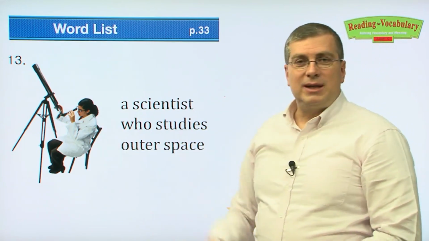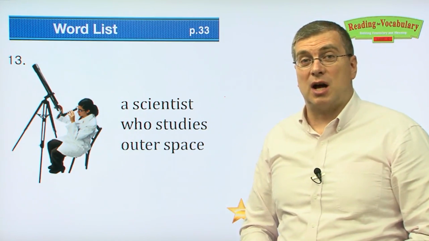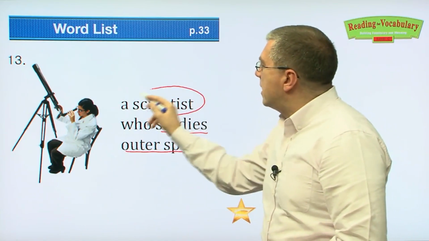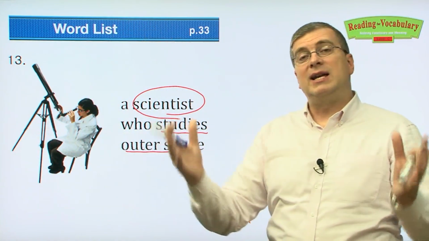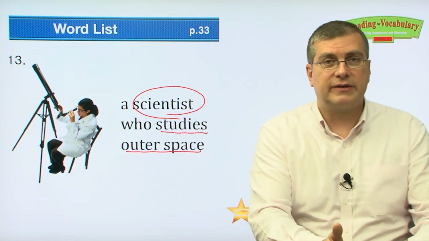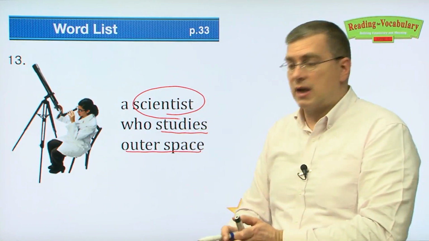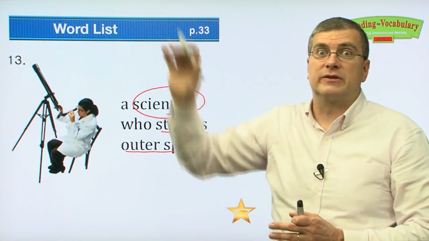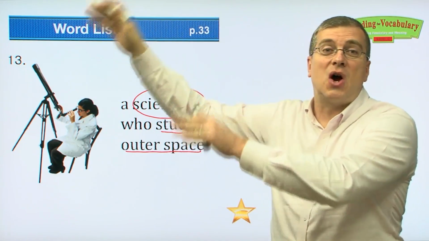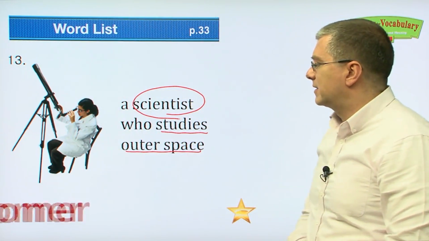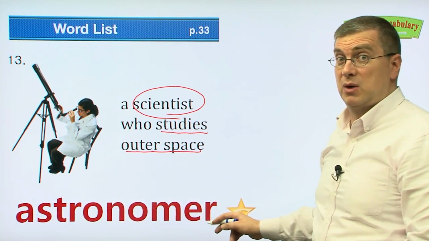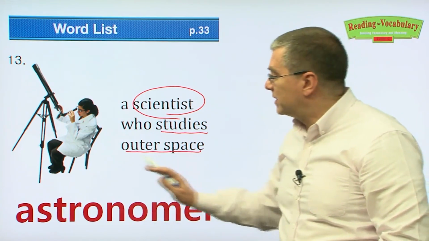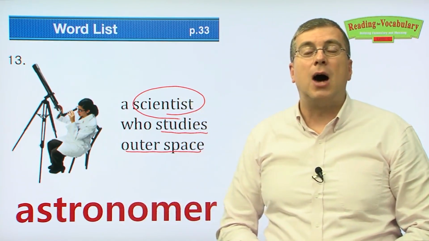A scientist. Do you want to be a scientist like this? This looks like an exciting job, looking and studying the heavens. This is a scientist who studies outer space. Of course, there are many scientists. Scientists study different things. Some scientists study life, they're biologists. Some scientists study the earth, they're geologists. But this is a scientist who studies outer space. Out the moon, the planets, the stars. What do we call that scientist? We call that scientist an astronomer. That's a big word, right? Astronomer. So we say astronomer is a scientist who studies outer space.